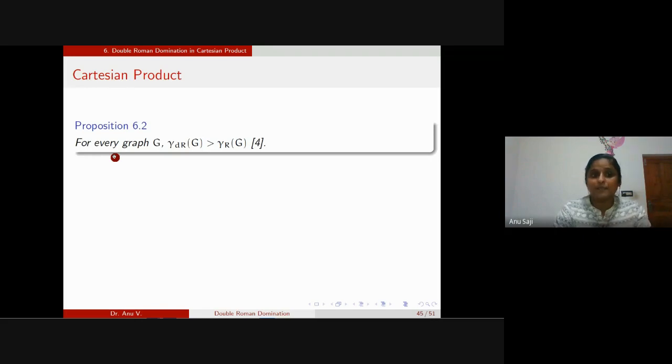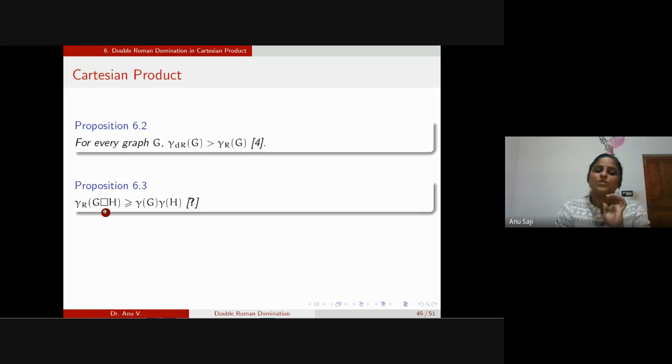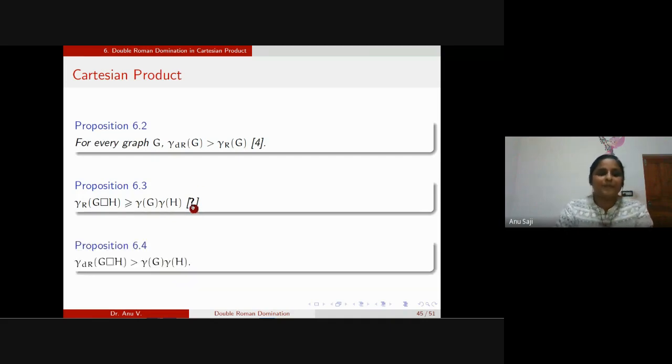Now, we have already seen that for every graph G, γdr(G) is greater than γr(G). Also, it is a well-known result in Roman domination that γr of G □ H is greater than or equal to γ(G) into γ(H). I forgot to add the reference here. So combining these two, we can say that γdr of G □ H is at least the product of the domination numbers of G and H.